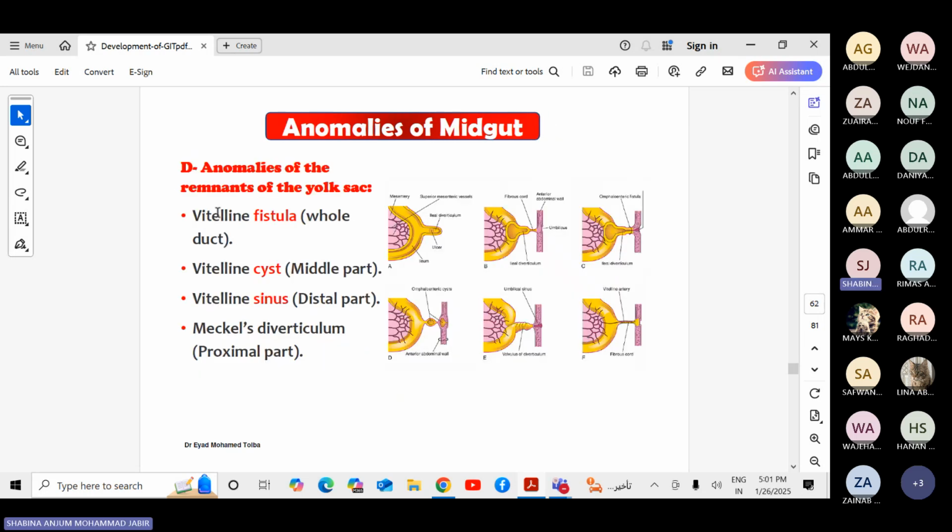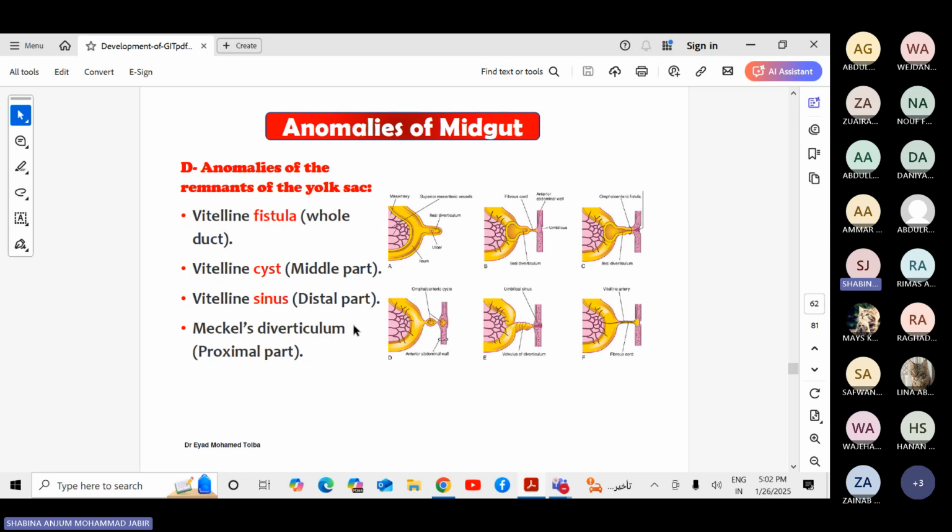So now we know the physiological hernia and its reduction. We know it is connected with the vitelline duct, and it should disappear completely. You remember it should disappear completely, and finally it will become the Meckel's diverticulum. What is Meckel's diverticulum? It is the embryological remnant.